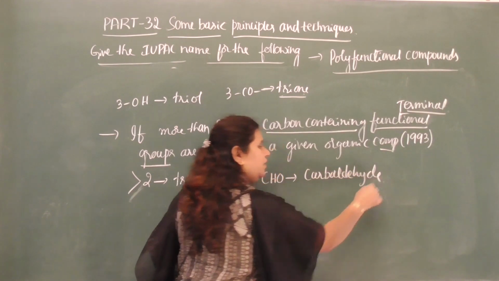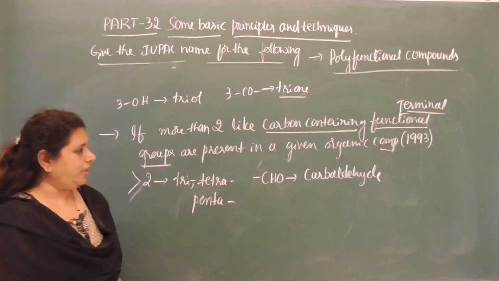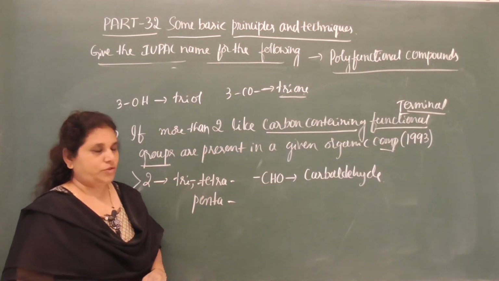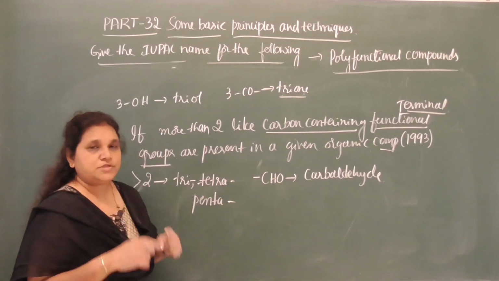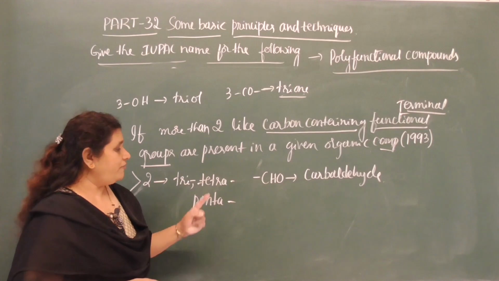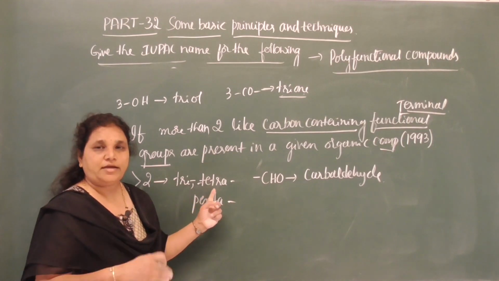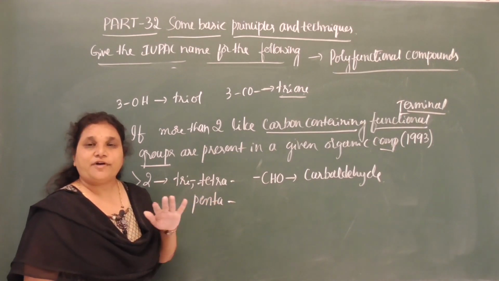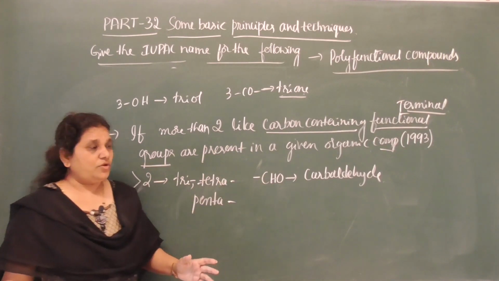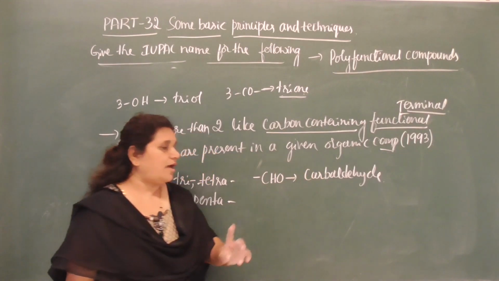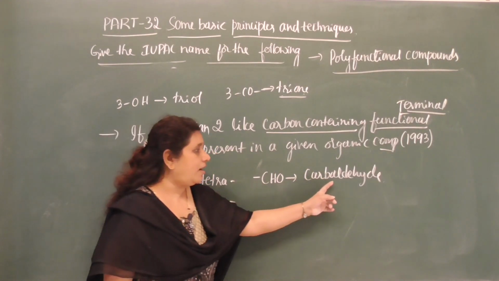For example, if the given organic compound has 3 CHO groups, we have to use tricarbaldehyde with the position of the CHO groups. If there are 4 CHO groups, tetracarbaldehyde. If there are 5 CHO groups, pentacarbaldehyde. So now carb is already used, carbaldehyde.